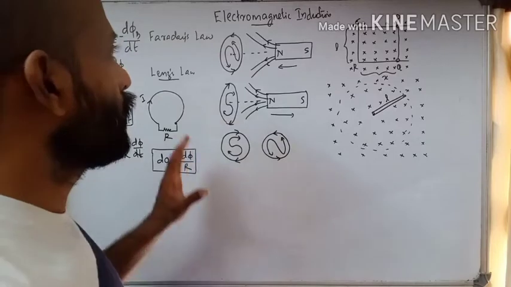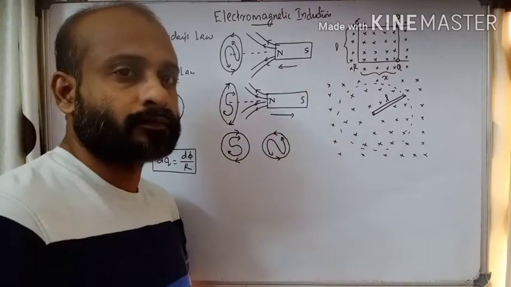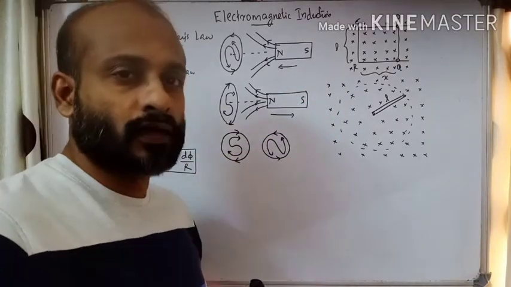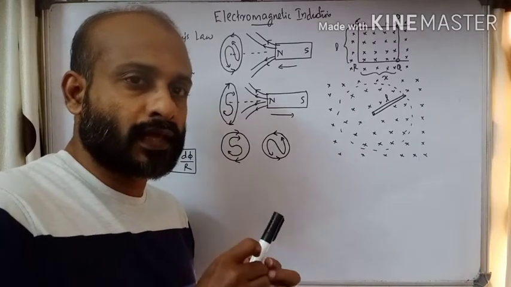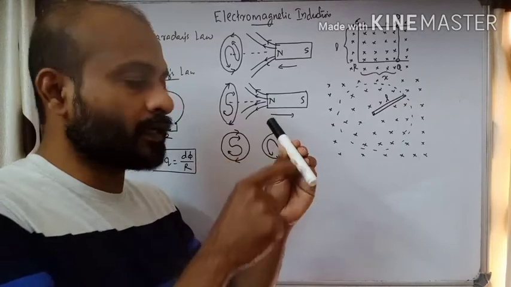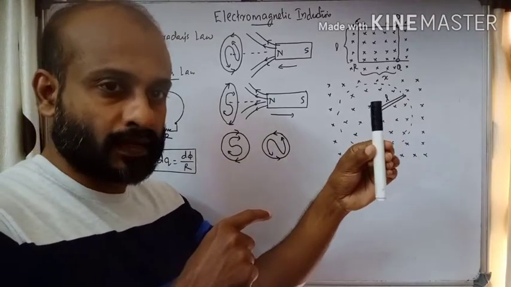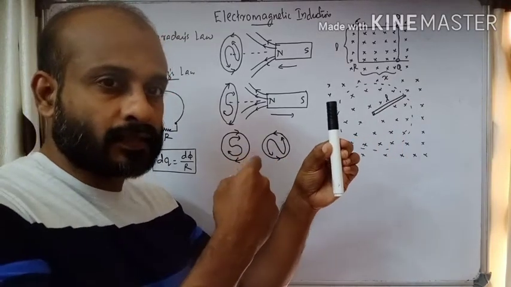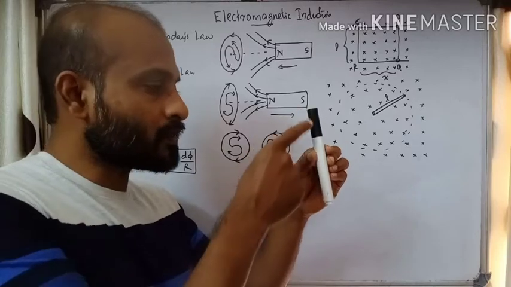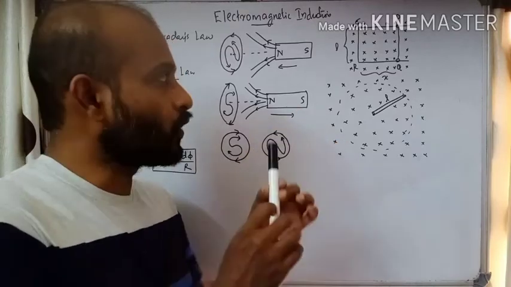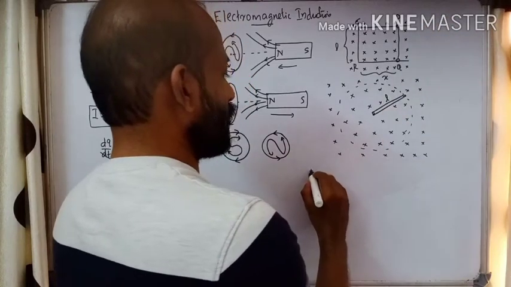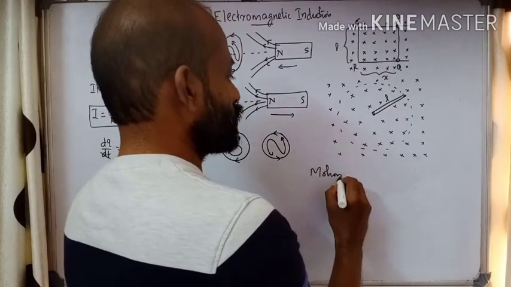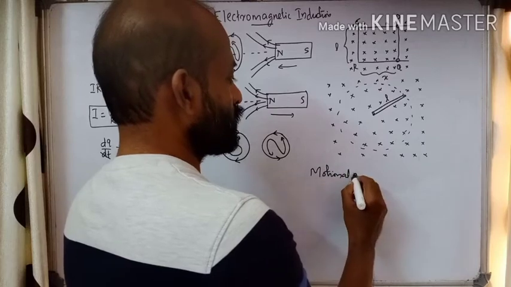Now we'll see one more topic. When we move a conducting material in a magnetic field, it will produce an EMF across the conductor. If we move this conductor in a magnetic field such that it cuts the magnetic flux, then across the ends there will be an EMF induced. That is called a motional EMF. So we will see the equation for motional EMF. We will see motional EMF in two different ways.